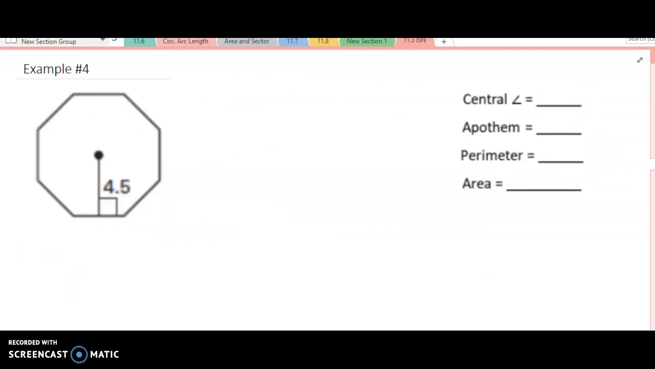All right, I want you to go through and try to do this one on your own. You have to find the central angle first. Guys, your apothem is given. So use that to find the side length, right? Form a triangle, find the side length, get the perimeter. After you have the apothem and perimeter, you can find the area.